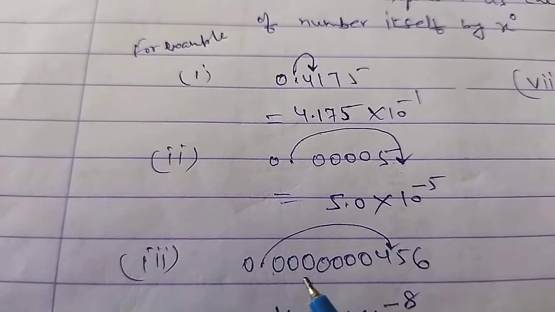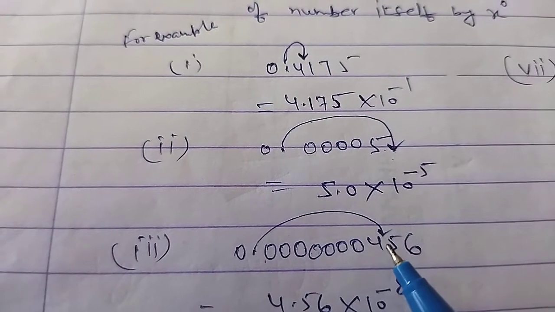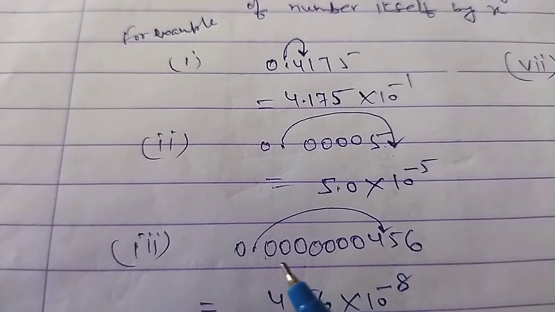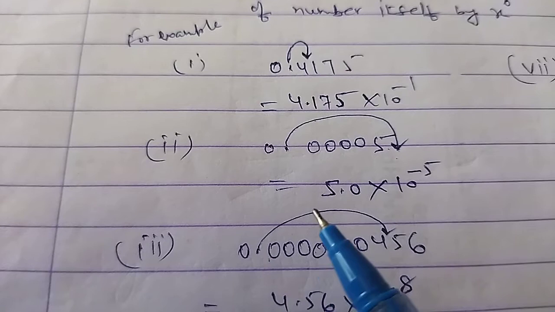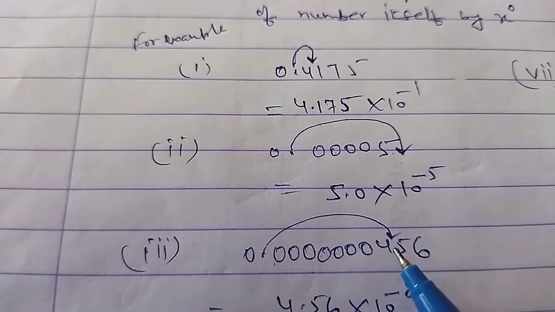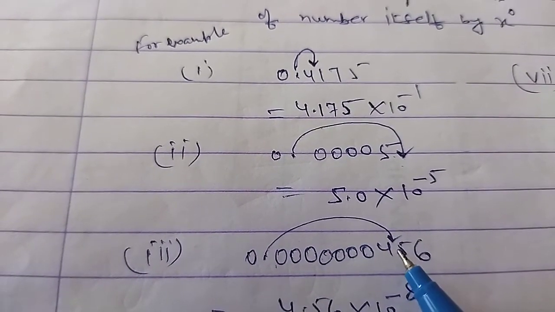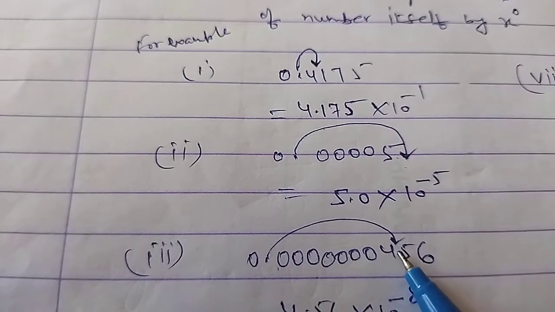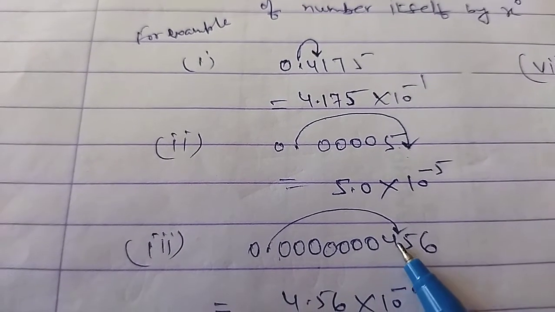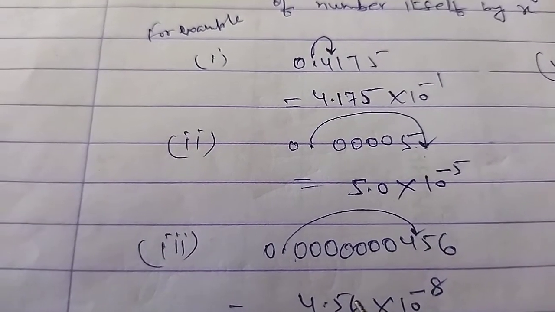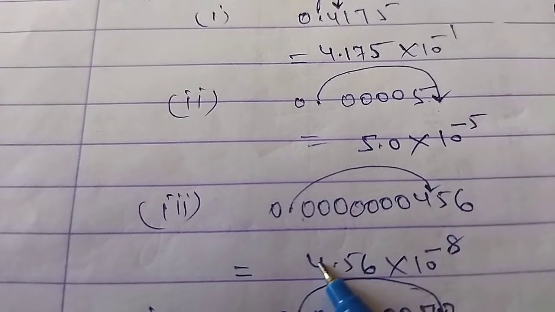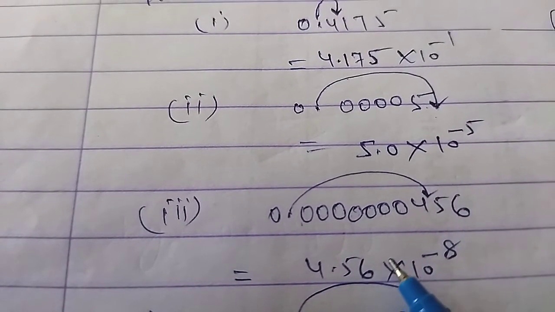And I want to express it in scientific notation or standard form. So I know that from here I have to shift the decimal to this place, because before the decimal I need one digit. So I'll take that 4. Here it is 4 point, after that it is 5, 6.